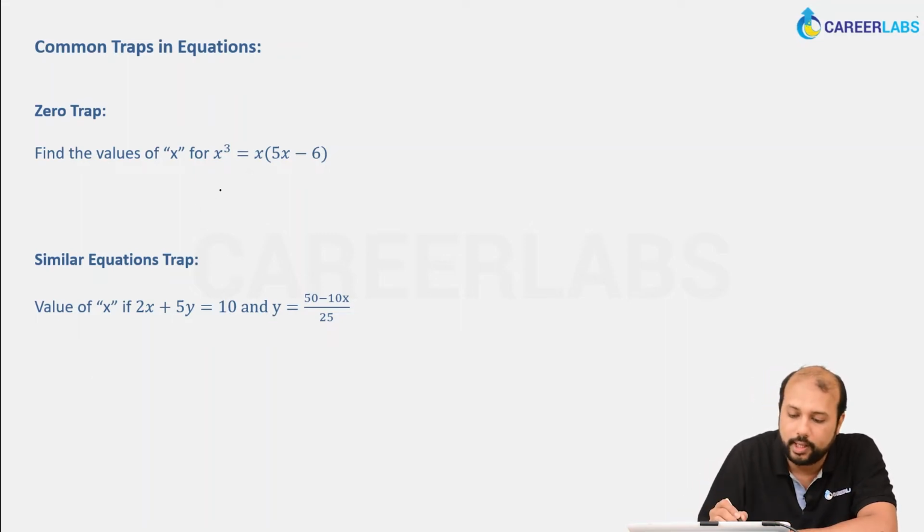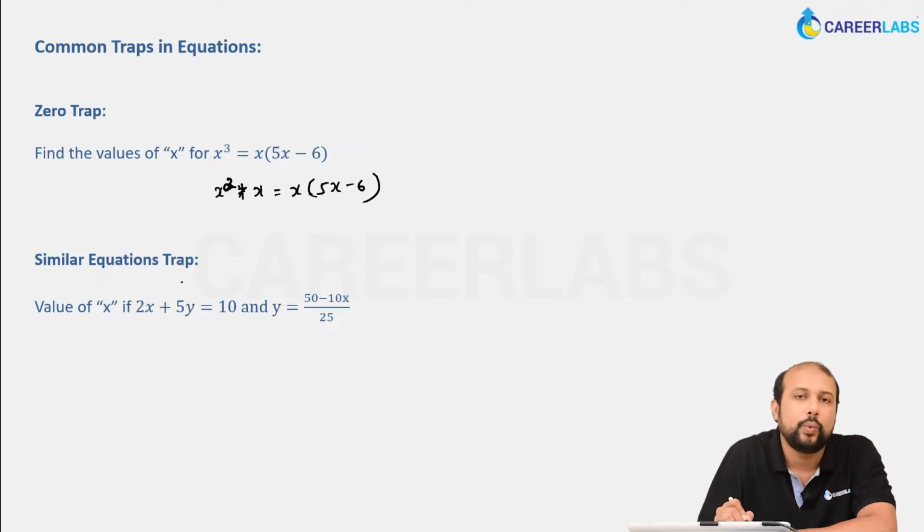Sometimes they go about giving it x square, x square into x is equivalent to x into 5x minus 6. Students' eyes light up when they see x and x on the left hand side and right hand side, and they strike them off, which is not the right thing to do.